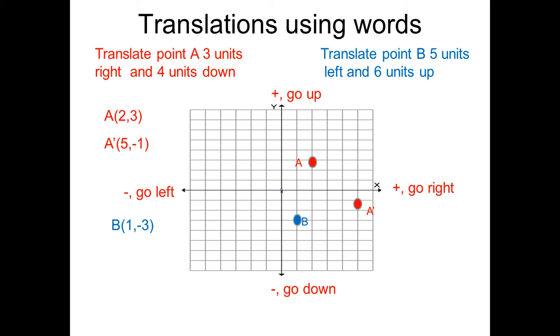They want us to translate point B 5 units left and 6 units up. So again, we're going to go 5 units to the left and 6 units up to get us our new B, B prime. We can find the coordinates for B prime by starting at the origin and seeing that we have to go back 4 and up 3 to give me the new coordinates of my B prime is -4, 3.